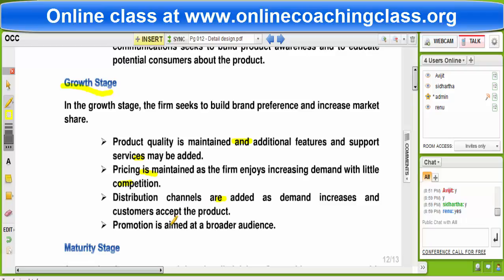Promotion is aimed at a broader audience. Broader, now you look for the whole audience and you have to make advertisements for every audience. Earlier, you had a targeted audience, but when this product is accepted, then you go for the broader one.